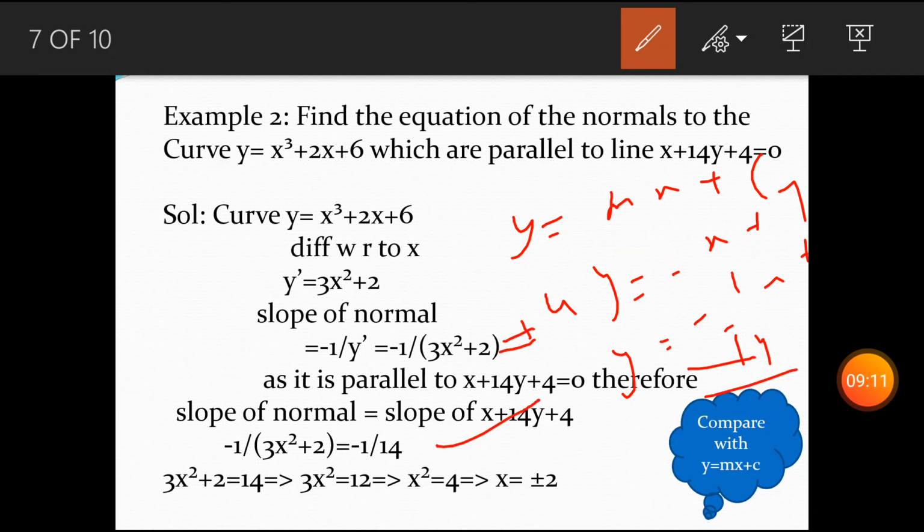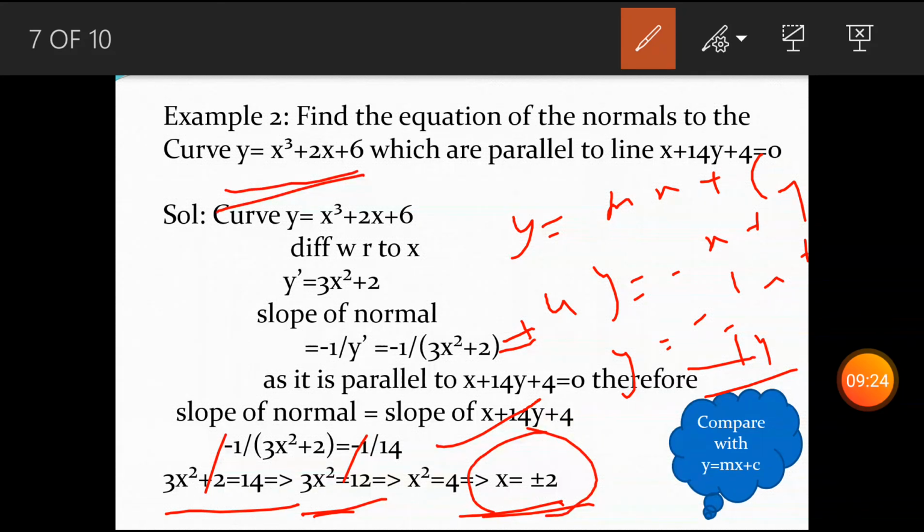After comparison, the minus will be cancelled, and we will get 3x square plus 2 equals 14. 3x square equals 12. So the value of x will be plus minus 2. Now we have the value of x. We can calculate the value of y after putting x in this curve.